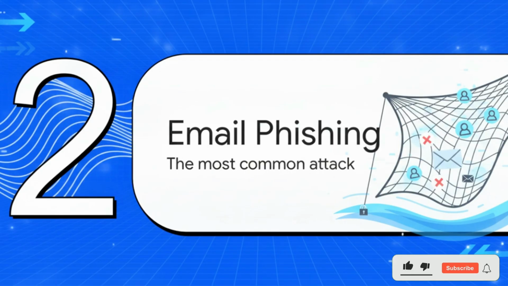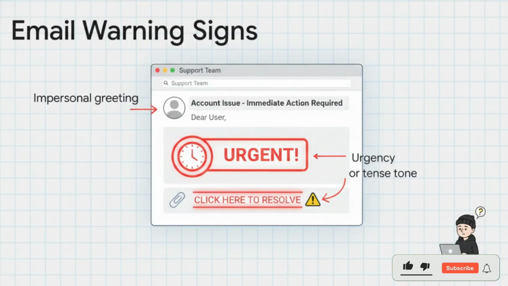Think of this tactic as the hacker casting a massive wide net over thousands of non-specific individuals, just hoping someone bites. And this brilliantly illustrates what you need to watch out for. Impersonal greetings, an artificial sense of extreme urgency, tense language, and of course, suspicious links or attachments. We've all seen these, right? The generic email pretending to be Netflix or your bank claiming your account is locked. To protect yourself, never blindly click those links. Always double-check the actual sender's email address.